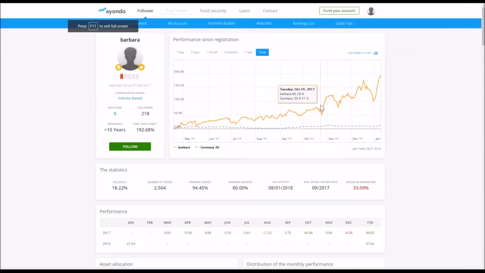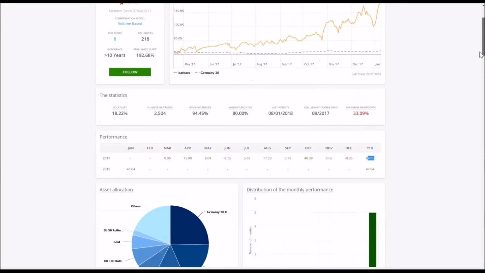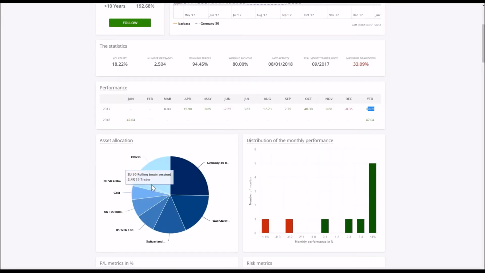So real money trader, only since September 2017, 99% return last year. But look at October, 40% return in October. I think Barbara was trading the cryptos back then. I think Bitcoin was a big part of that. So again, you can see, very much flattered by a cracking October. Actually, maybe she's not trading Bitcoin. Maybe there's just a little bit of everything.